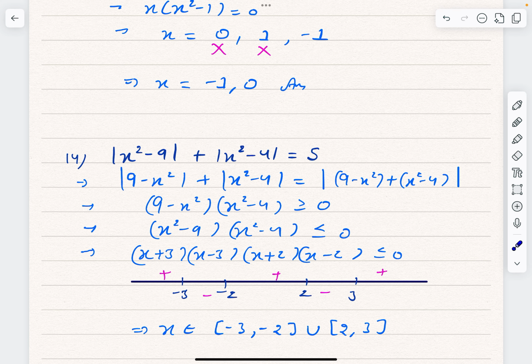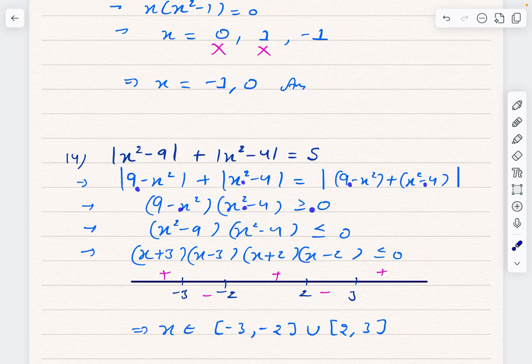14th problem again is based upon that mod x plus mod y equal to mod x plus y property. See what you can see here. We have mod of x square minus 9, which you can write as mod of 9 minus x square. Mod of x square minus 4 as it is. 5 we can write as this plus this. So 9 minus x square plus x square minus 4. So mod x plus mod y equal to mod x plus y.